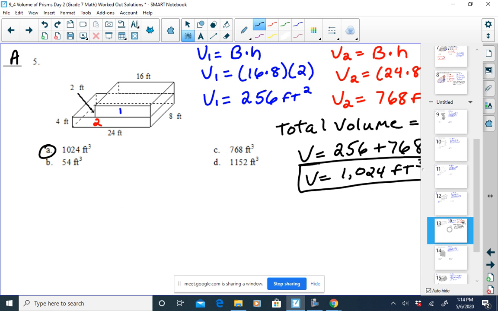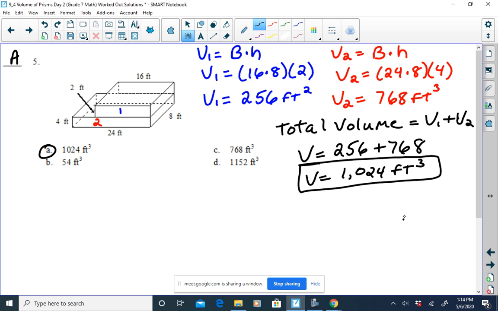Okay, you said 5 and 6, right, Leo? Let's see. Okay, here's question 5. All right, question 5 should be answer A. It's 1,024 cubic feet. Just like what we did with that other problem, you have to do two separate problems. So you want to find the volume of this rectangular prism up top, and then the volume of the rectangular prism on the bottom, and then you're just adding those two together.